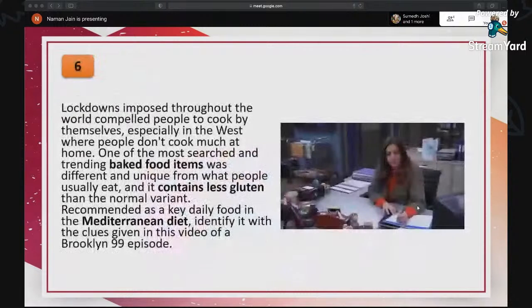Moving on, question number 6. Any guesses for the 6th question? Some baked item. Not pita bread. Common English word. We'll wait for a few more guesses. Akash Gupta gets it correct. It's sourdough bread.